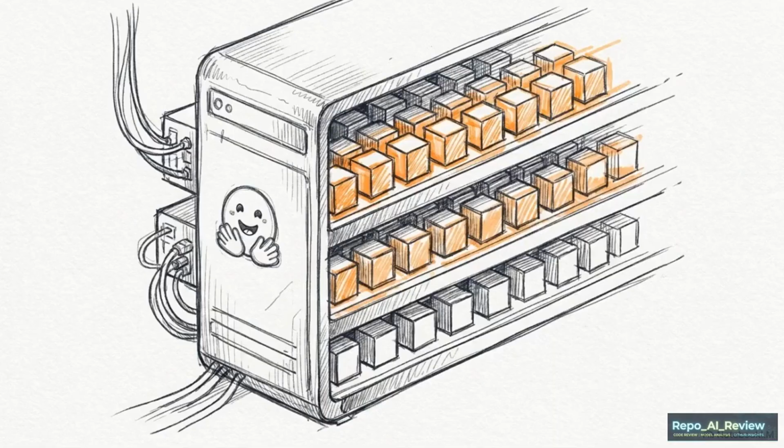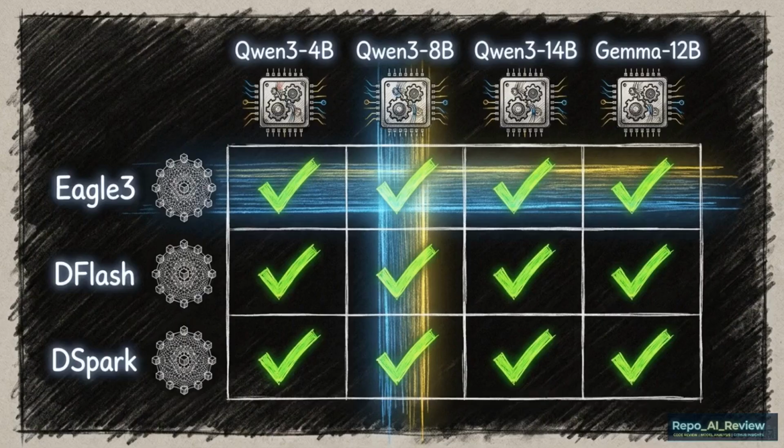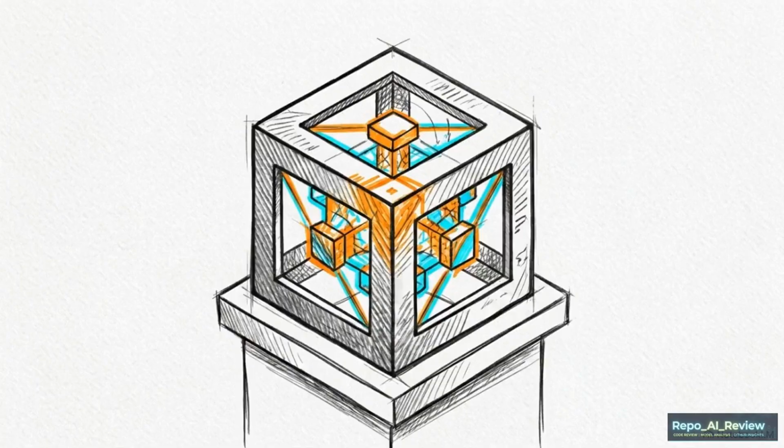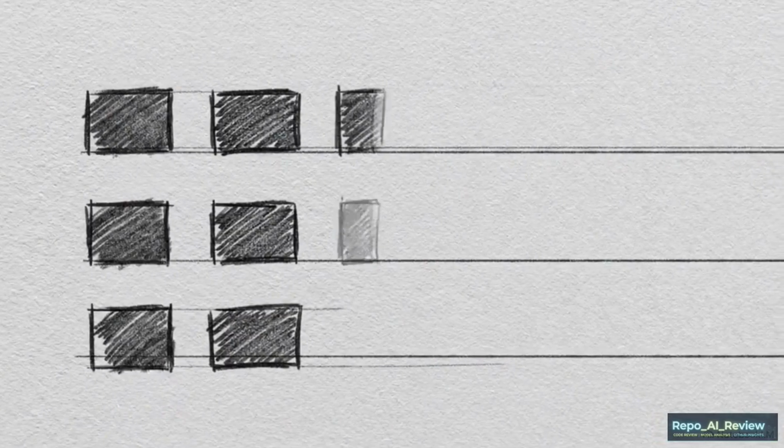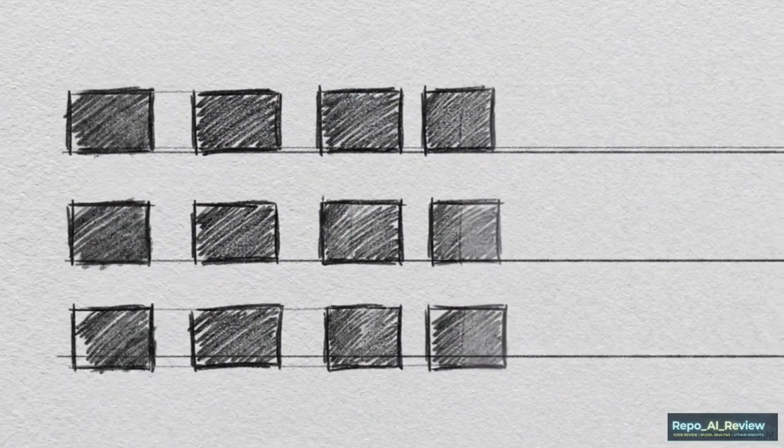To demonstrate the pipeline's effectiveness, DeepSeek provides a suite of pre-trained, ready-to-deploy checkpoints hosted directly on Hugging Face. This matrix outlines the released models, cross-referencing the three supported algorithms, Eagle-3, DFlash, and DSpark, against various parameter sizes of Qwen3 and Gemma. These specific weights are the exact artifacts DeepSeek used to generate the benchmark results published in their official research paper. However, there is a critical operational constraint to utilizing these pre-packaged assets.